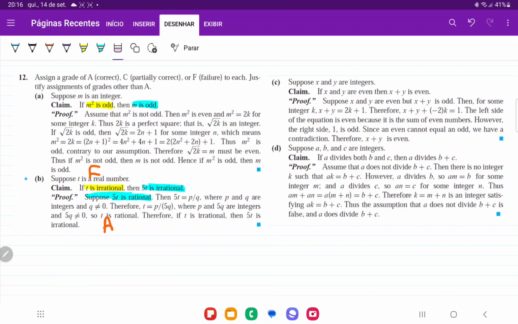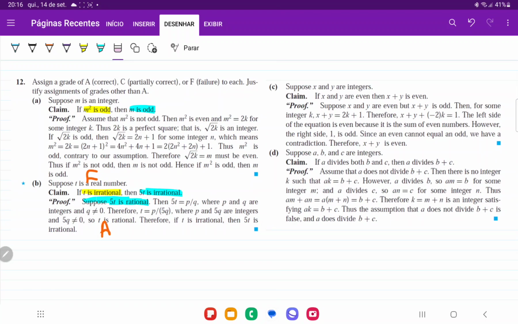Okay, let's do item C. So item C, they're trying to prove that if X and Y are even, then X plus Y is even. And they're trying to do it by contradiction. So they're saying, suppose that X and Y are even, but X plus Y is odd. So they're assuming the opposite, and then they're showing that it leads to a contradiction. Then for some integer k, x plus y is equal to 2k plus 1. Okay, we're good until here. Therefore, x plus y minus 2k is equal to 1.